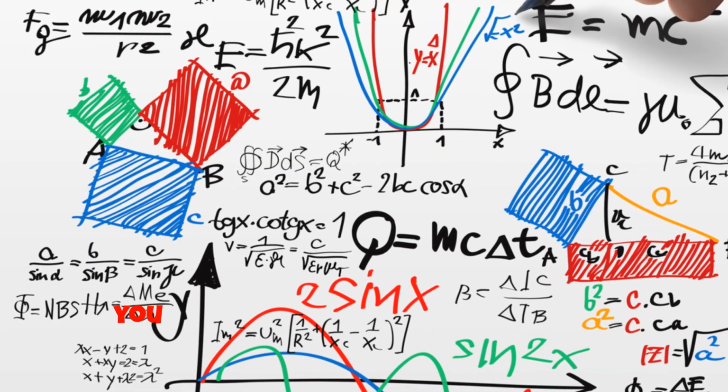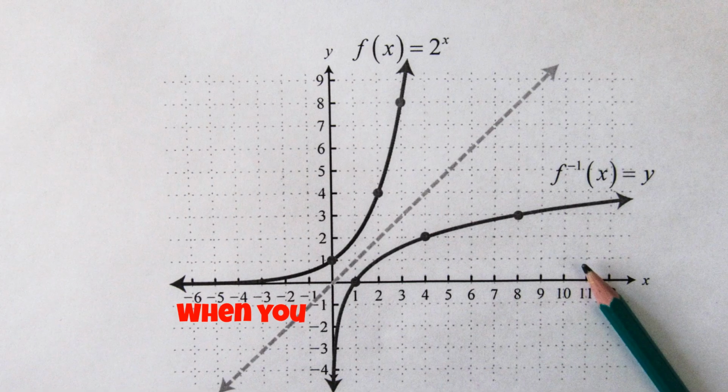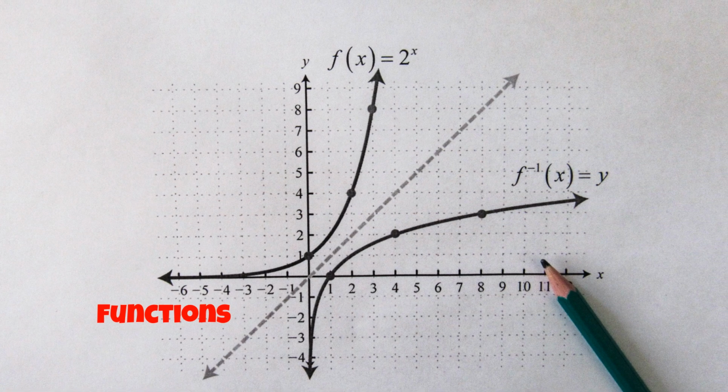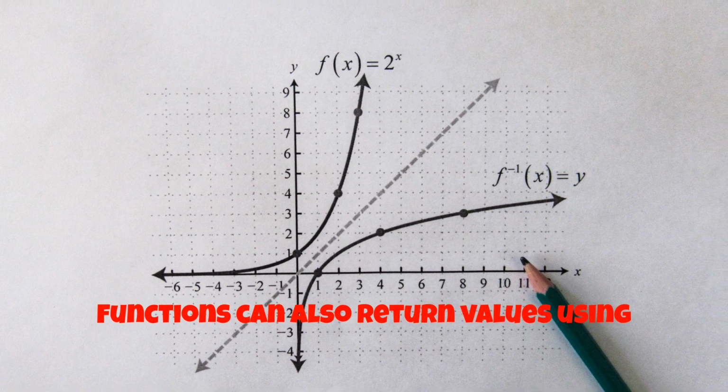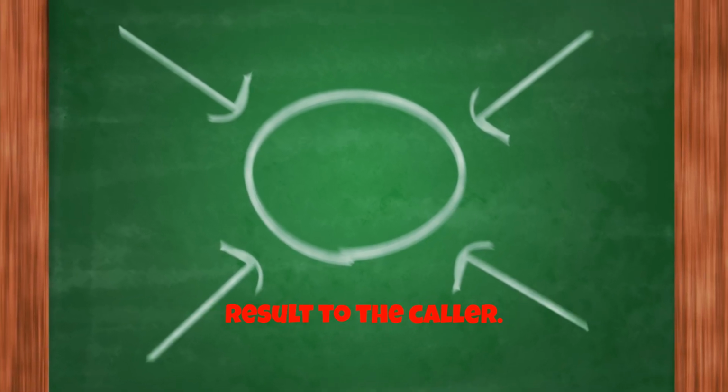Inside the parentheses, you can specify parameters that the function accepts. When you call the function, you provide arguments for these parameters. Functions can also return values using the statement. This allows the function to send back a result to the caller.